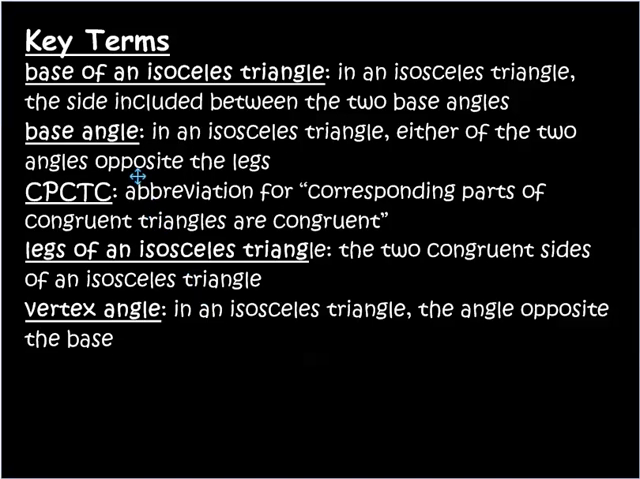The key terms that we'll be going over in this lesson are base of an isosceles triangle, the base angles, and looky there, CPC-TC. It's the abbreviation for corresponding parts of congruent triangles are congruent. Alright, so that's what it means. And you definitely want to remember those letters because you don't want to have to write out that whole statement. The next are legs of an isosceles triangle and the vertex angle.